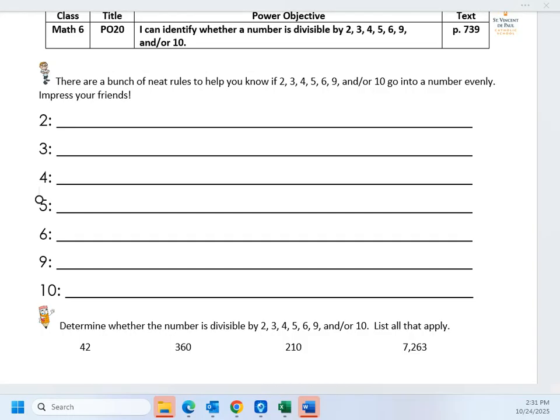If you do finish before class time is done, we have our Khan Academy that is due on Thursday. We have packet number 3 that is due on November 4th. Practicing memorizing your mysteries of the rosary, that's due on Friday. So lots of stuff to be working on.